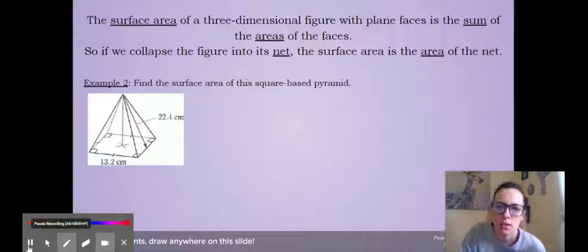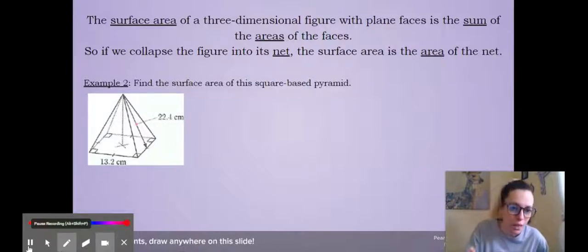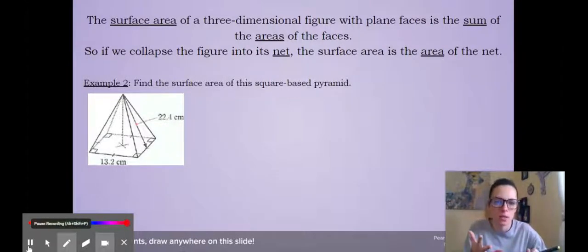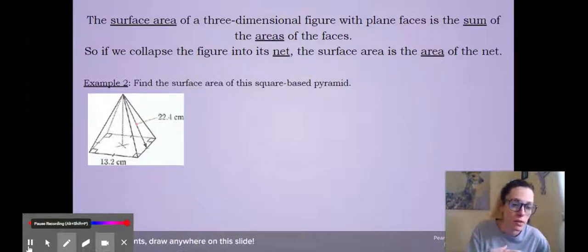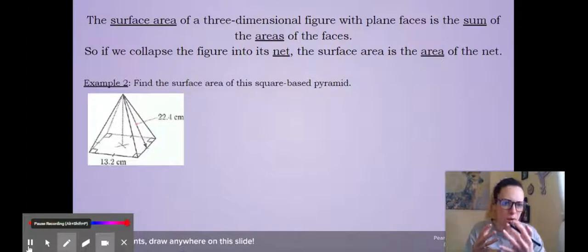Next up, the surface area of a 3D figure with plane faces is the sum of the areas of its faces. So you can either collapse the figure into its net and then find the area of the net, or you can just think about it either way. You can either flatten it out or think about what it would look like flattened.